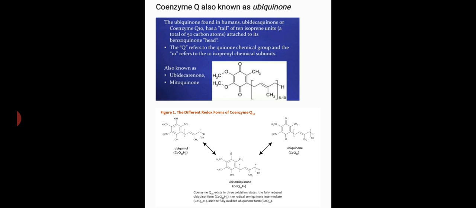Coenzyme Q has 3 redox states: fully oxidized, that is ubiquinone, Q; semiquinone, also known as ubisemiquinone; and the fully reduced state, that is ubiquinol, QH2.